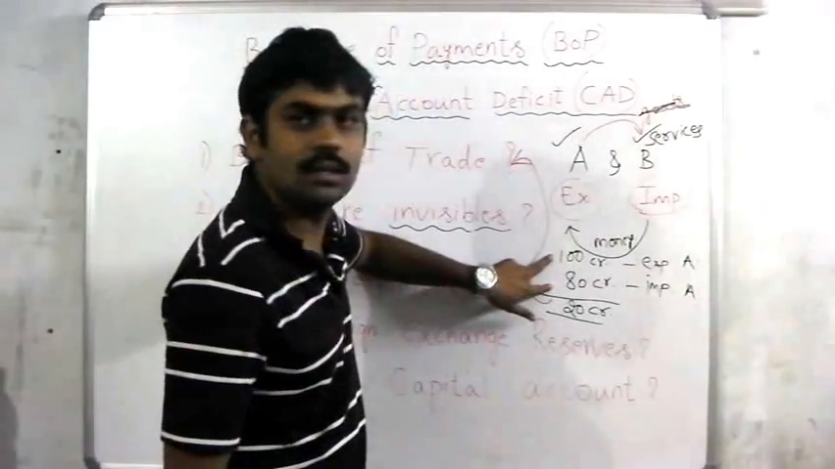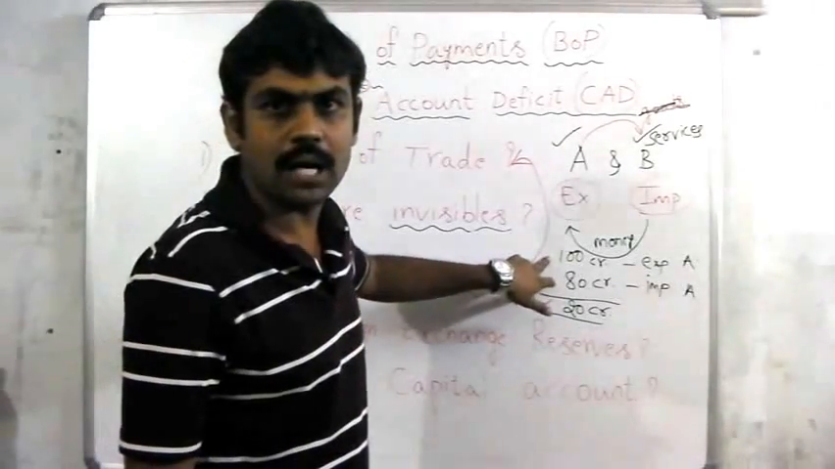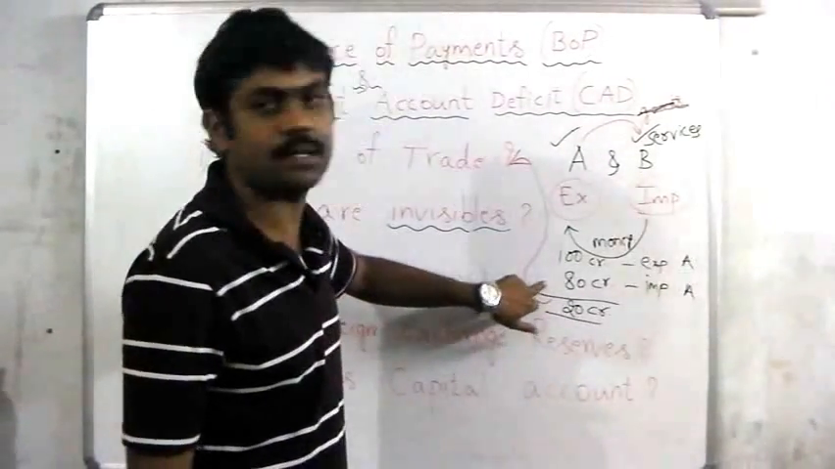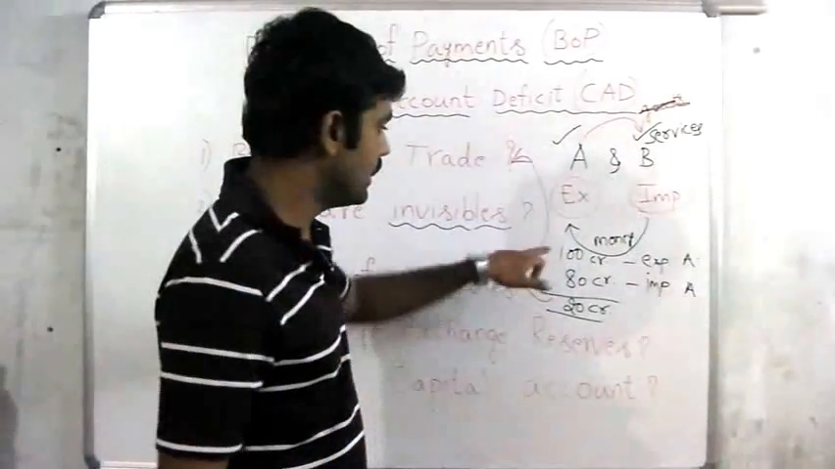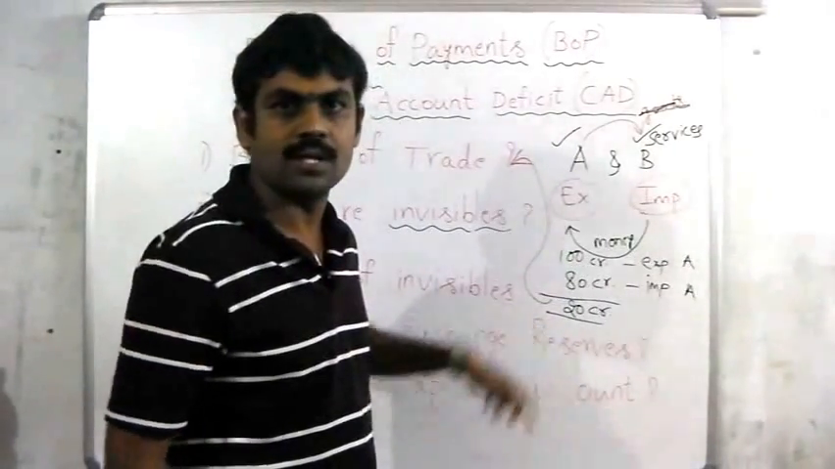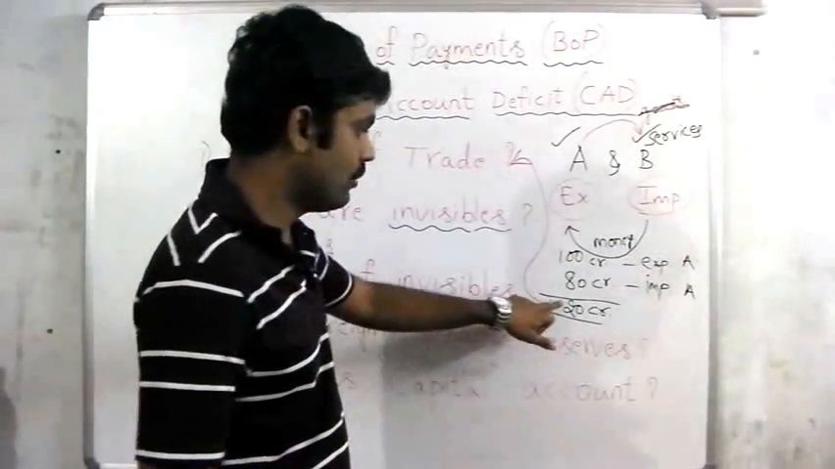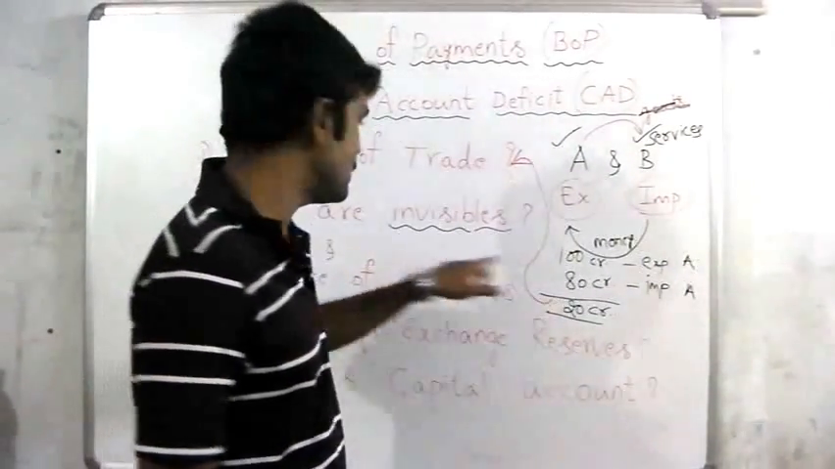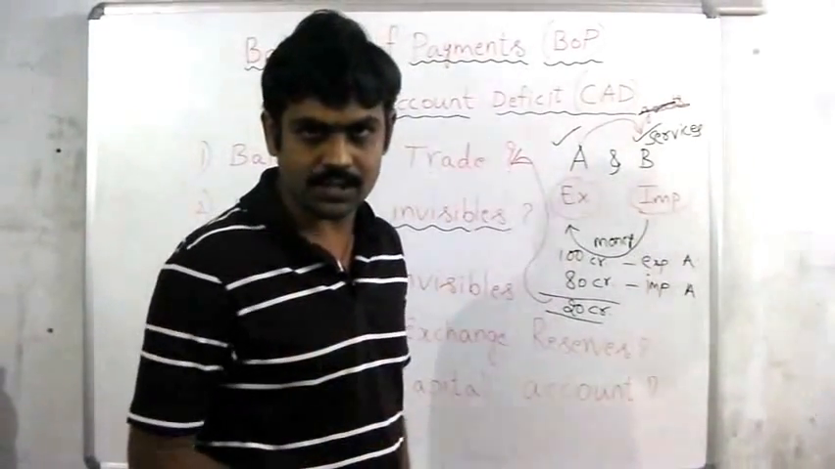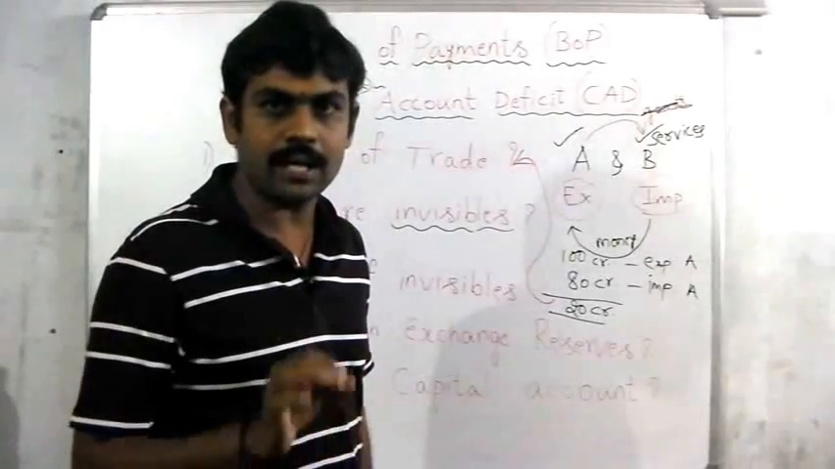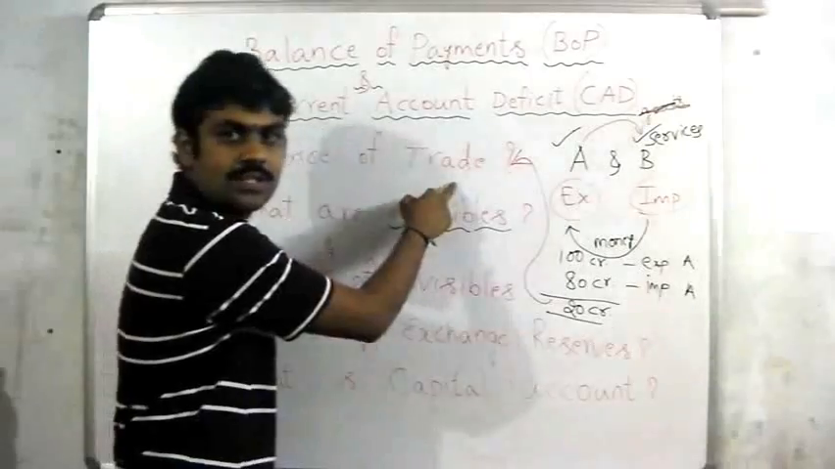If it is reversed, that means if the import of the service D is valued at 100 crores and export of service C is valued at 80 crores, then the difference is minus 20, because I already told you imports means we are paying the money. So it will become minus 20, a negative balance of invisibles. That means balance of invisibles is in deficit. So I hope you clearly understood about balance of invisibles as well as balance of trade.